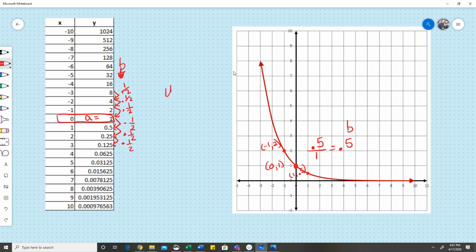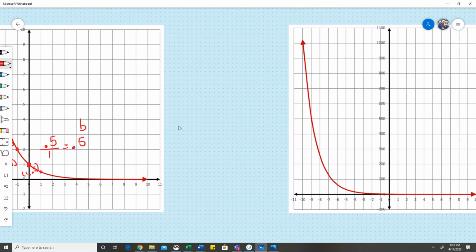Okay, so my equation, when I fill in my equation, y equals 1 times 0.5 to the x power. Okay, you could write it as 1 times 1/2 to the x power. And here I'm going to use parentheses instead of a decimal value because the whole 1/2 is to the x power. Okay, I still have my asymptote, and I'm going to come over to the larger graph.